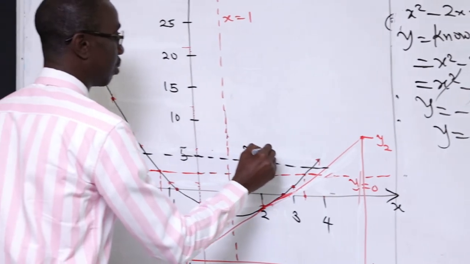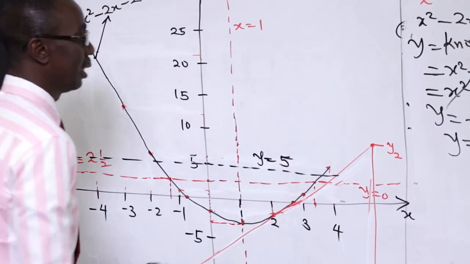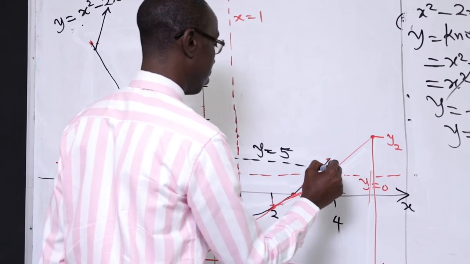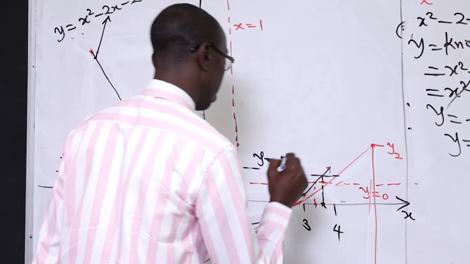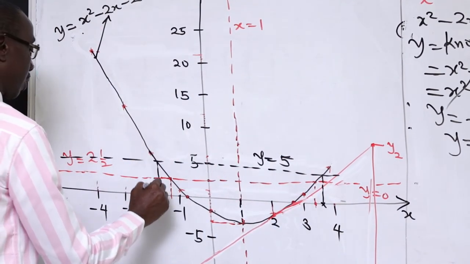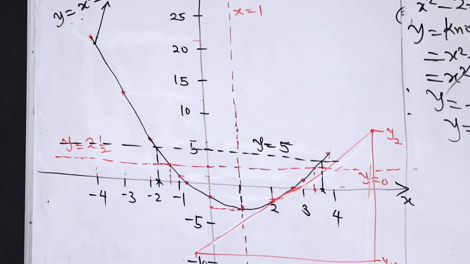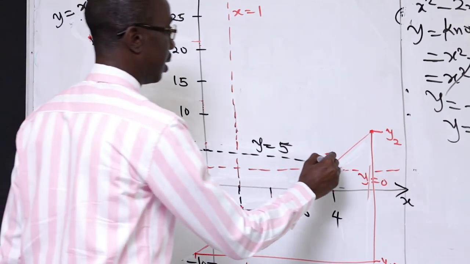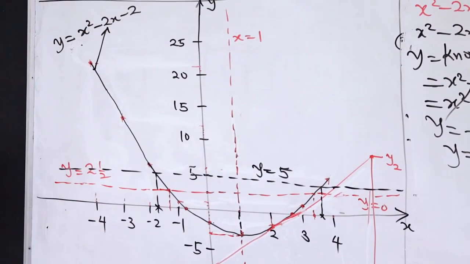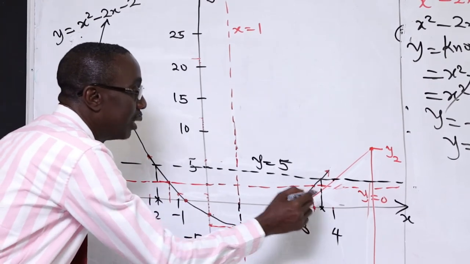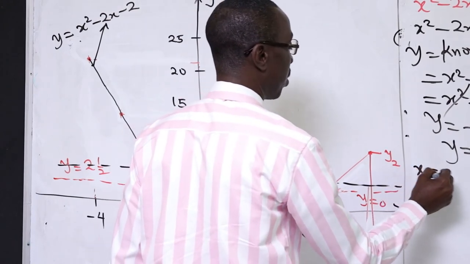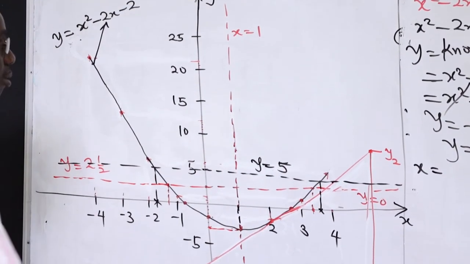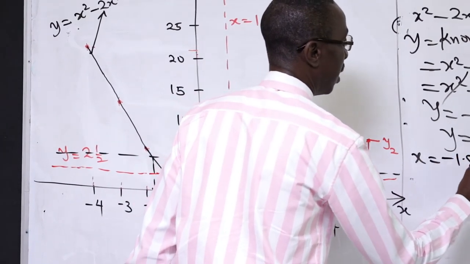Wherever it touches the curve, trace it back to the x-axis. It touches the curve, yeah? Back to the x-axis. It touches the curve, yeah? Back to the x-axis. Are we together? Yes. You have to get these two values for me. Please, somebody should get those two values for me. x should be equal to minus 1.8 and x is equal to 3.8.